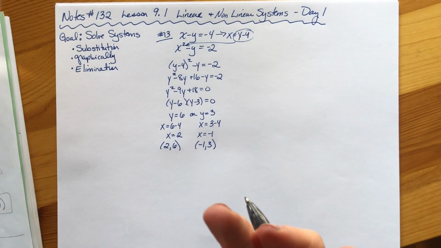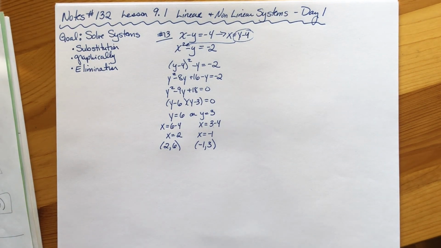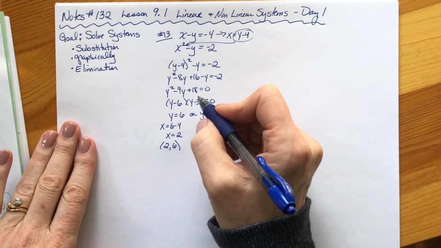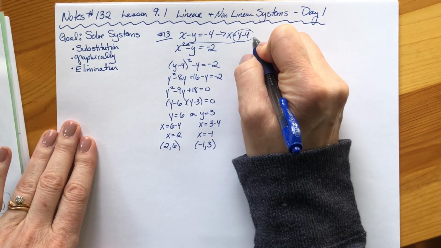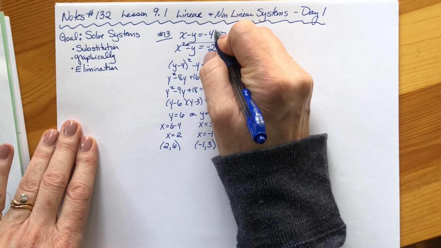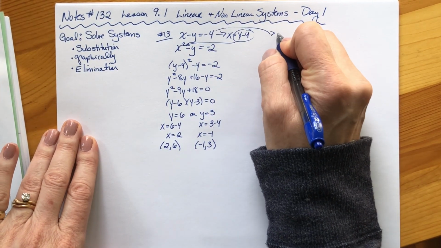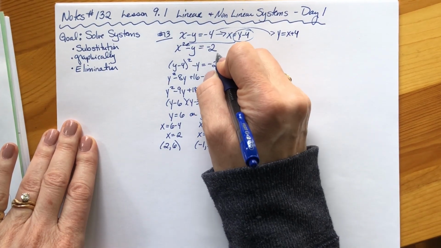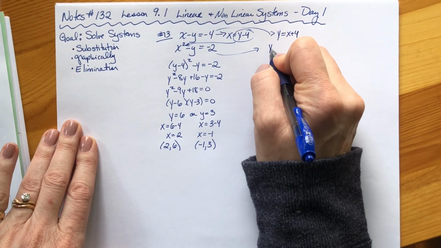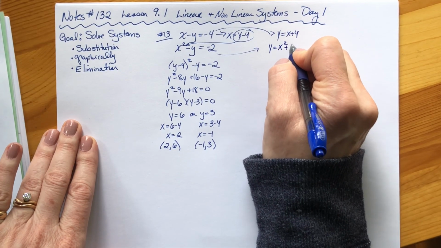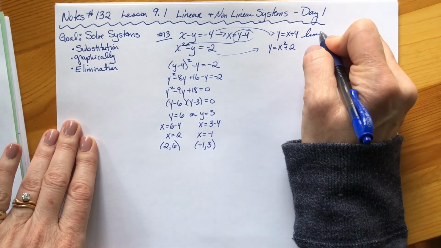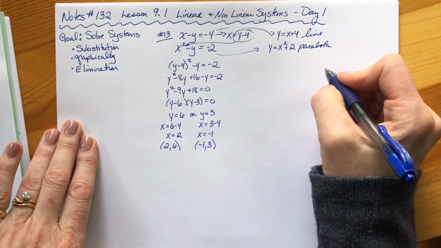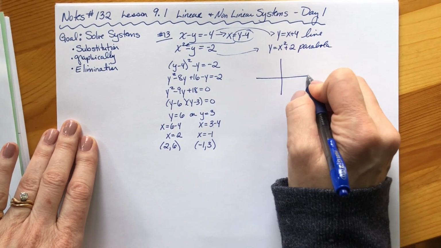Now, do you think it's weird that I have 2 solutions? Not at all, because think about what this graph would look like. Let me change this original form to y slope-intercept form, which would be y is equal to x plus 4. And this second one, I'm going to change to y is equal to x squared plus 2. We know that this first one is going to be our line, and the second one is going to be our parabola. All right? And a quick little sketch of that.